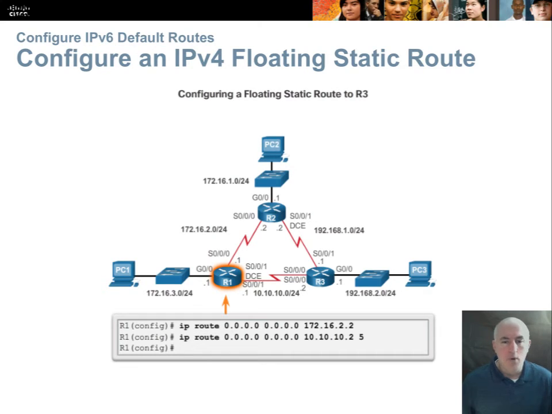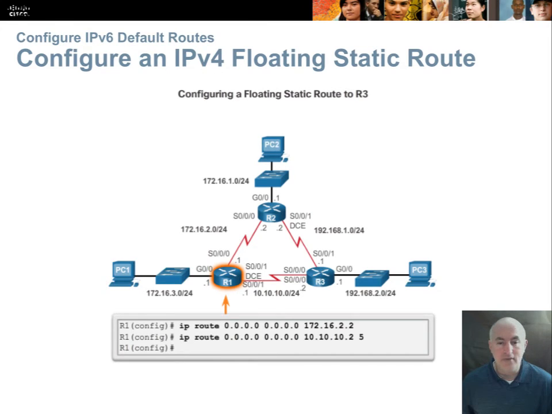In this example, we have two static routes. Notice that one has a 5 at the end. That's setting its AD as 5. That means it will be secondary to other static routes. So you could actually have two static routes to the same destination and have one of them take precedence over the other. In this case, these are default routes.